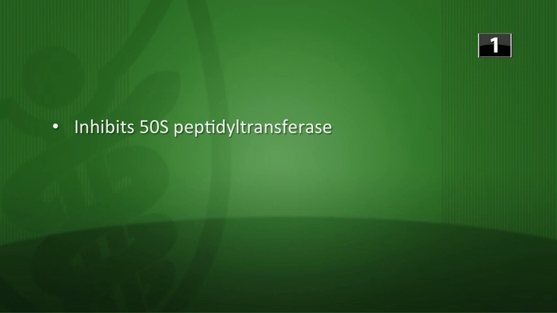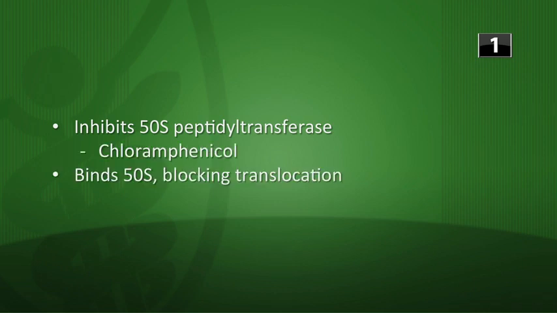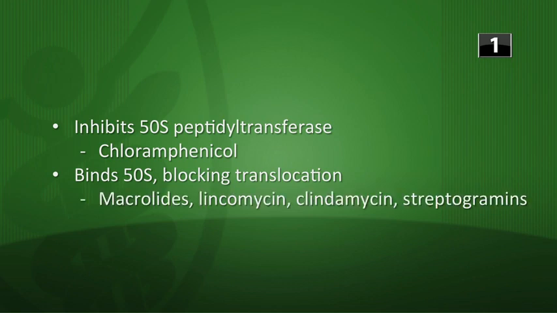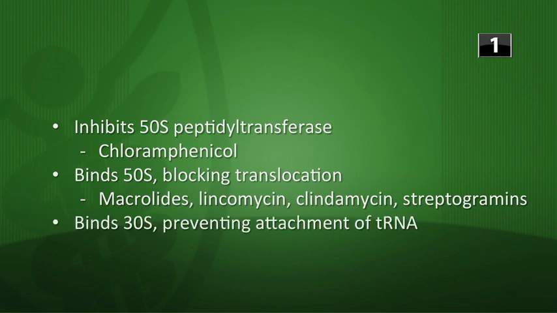First one here is inhibits 50S peptidyl transferase, that's gonna be chloramphenicol. Binds the 50S and blocks translocation, that's gonna be the macrolides, lincomycin, clindamycin, and the streptogramins. Binds the 30S and prevents attachment of tRNA, that's gonna be tetracyclines.